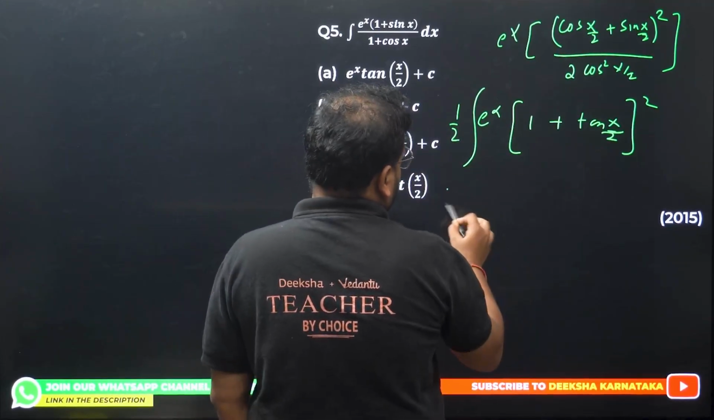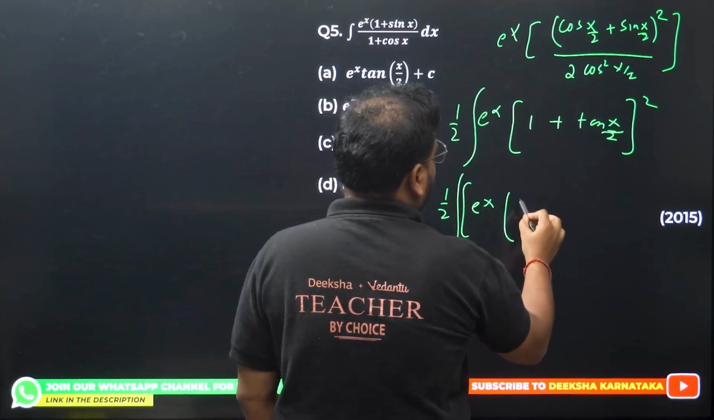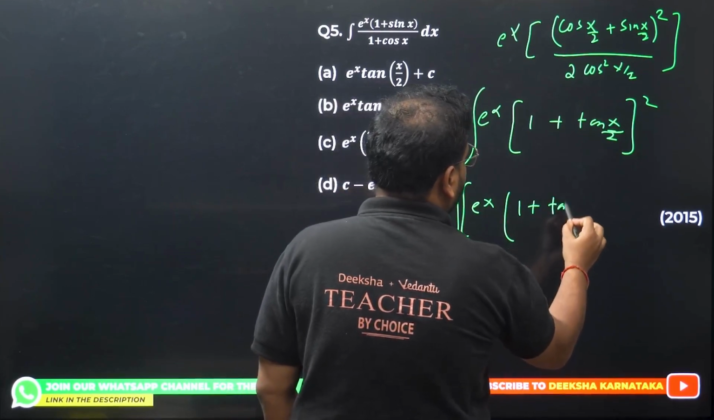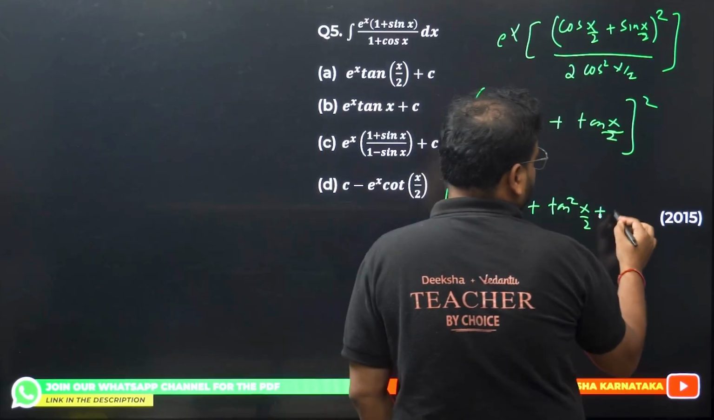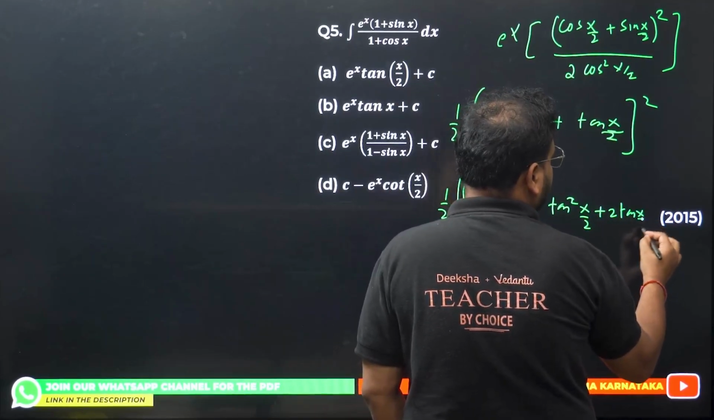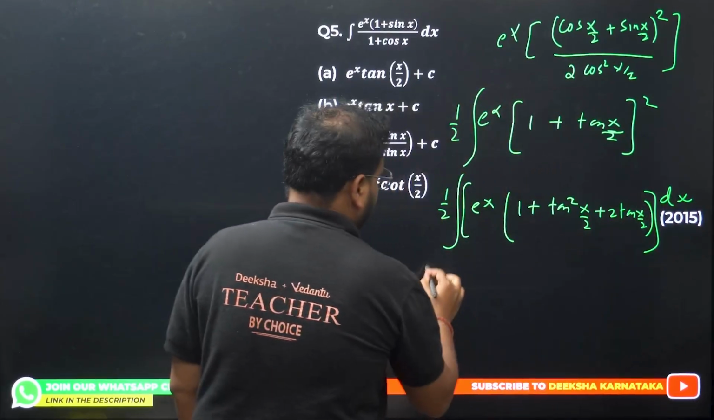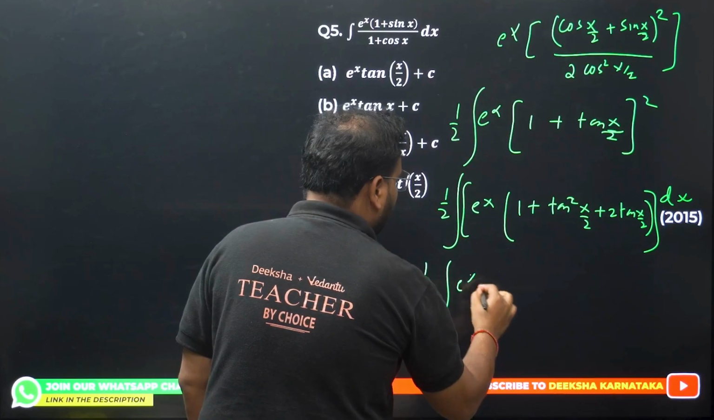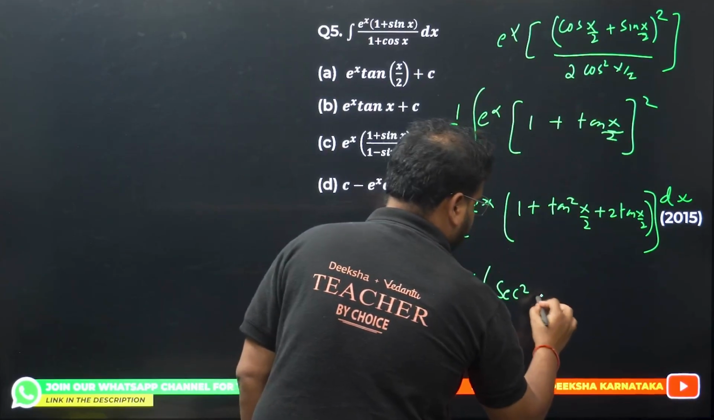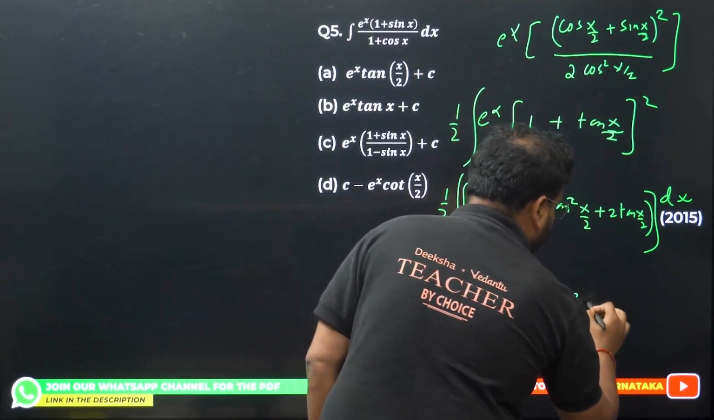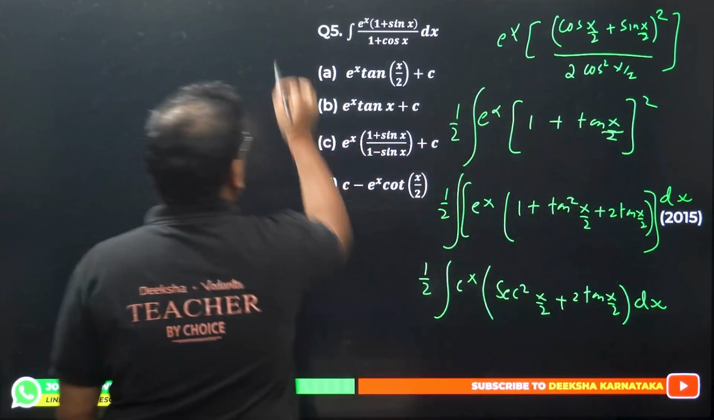Now expand it. 1 by 2 is there, e power x is there, integral. Expand it over here: I get 1 plus tan square x/2, and this is 2 tan x/2. Of course, we have dx over here. I think by now you all know what I'm trying to do. This will become sec square x/2 plus 2 tan x/2, dx.